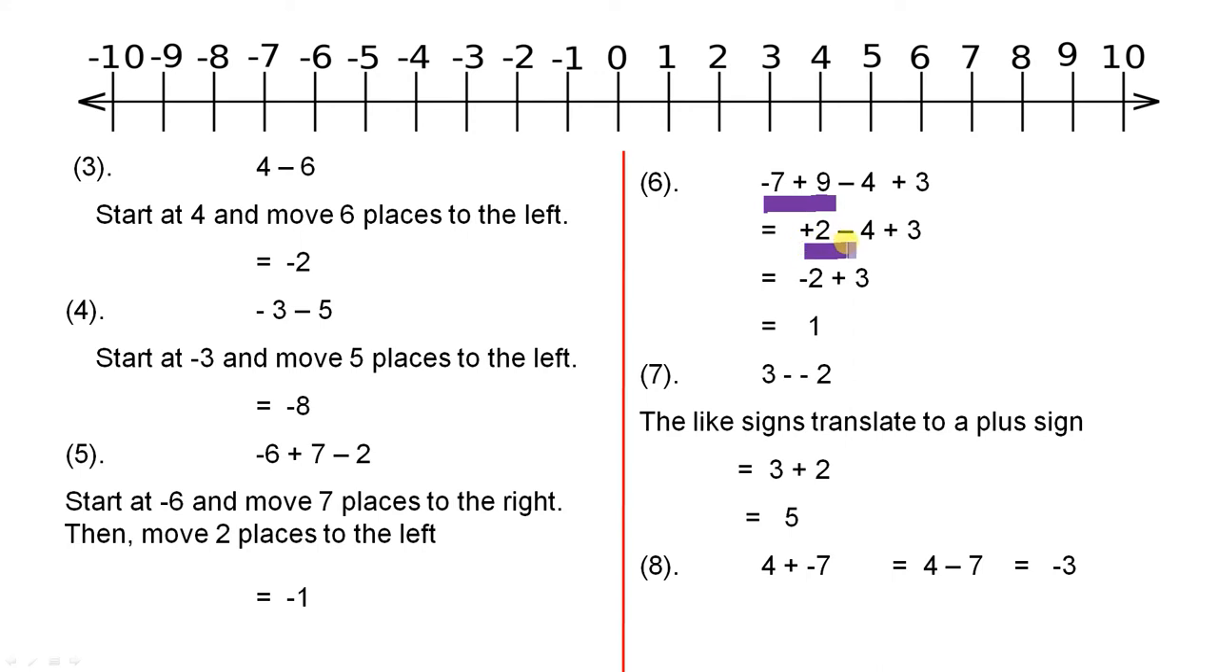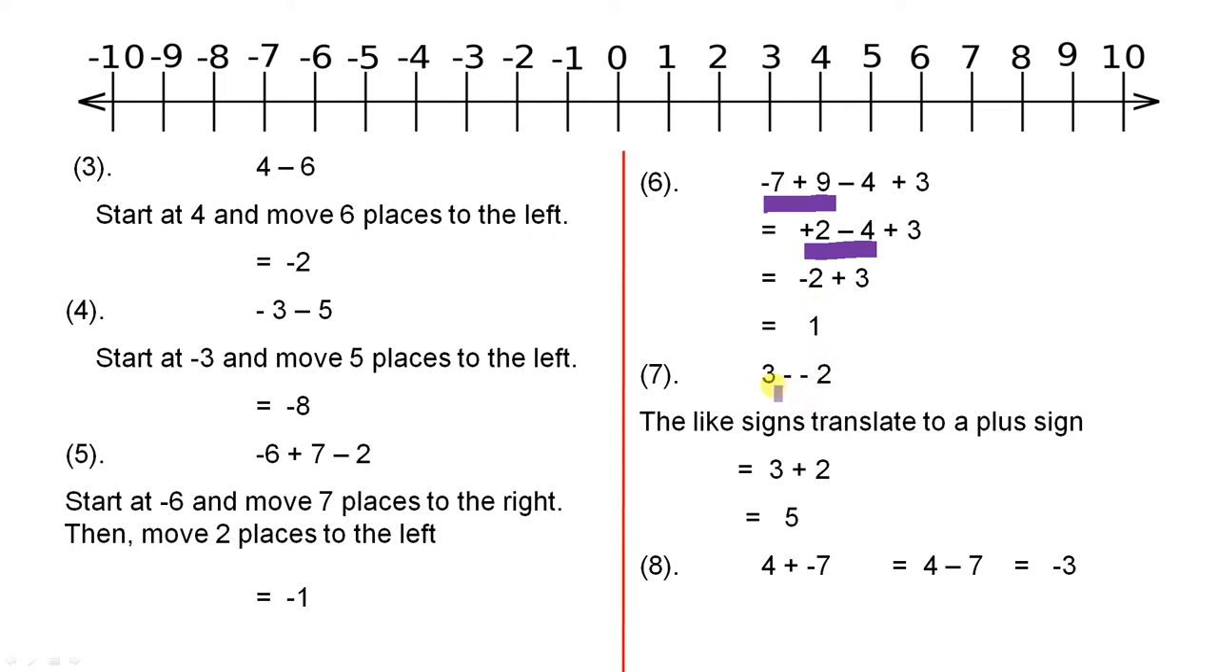Now we do those two. So we have plus 2 minus 4. So we put our marker on plus 2. We move 4 places to the left. 1, 2, 3, 4. And that gives you minus 2. Then you have plus 3, so we only have that left. So we start at the minus 2, and you go 3 places to the right. 1, 2, 3, and the answer is 1 or plus 1.